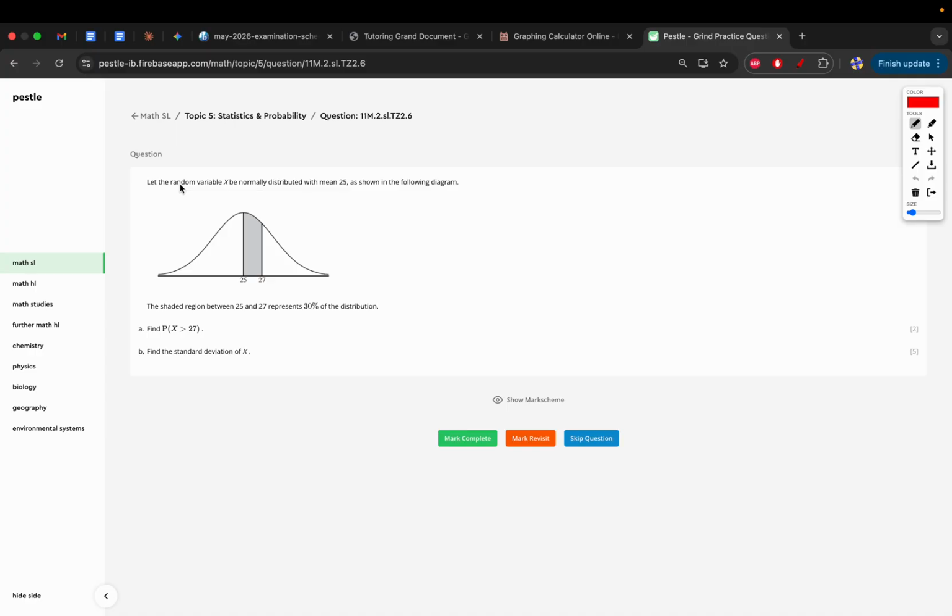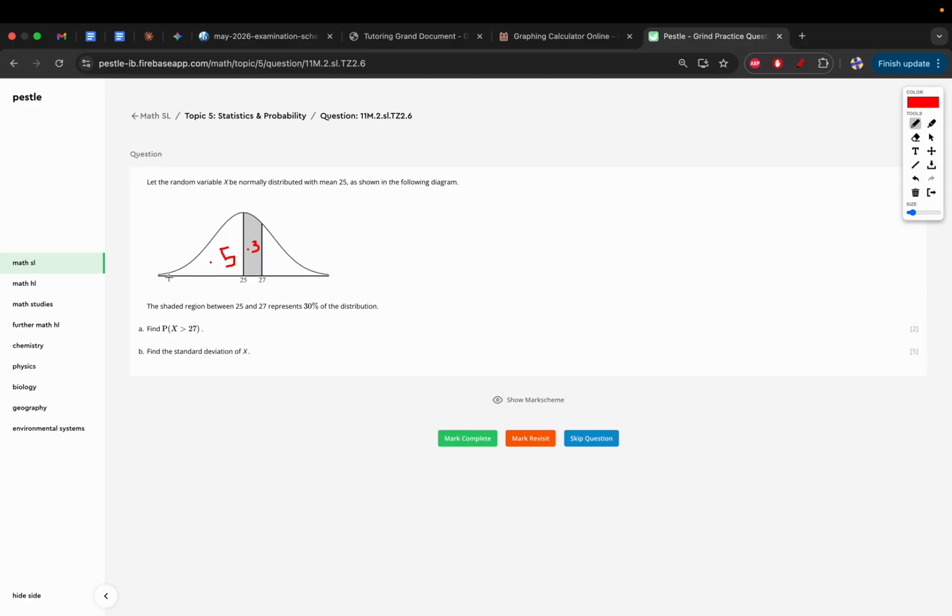Let the random variable x be normally distributed with mean 25 as shown in the following diagram. The shaded region between 25 and 27 represents 30% of the distribution. Find the probability that x is greater than 27. Okay, so, well, if you know that this is 0.3, and you know that 25 is the mean, then you know that this is 0.5, because exactly half the values in a normal distribution will be under the mean, and the mean is 25.